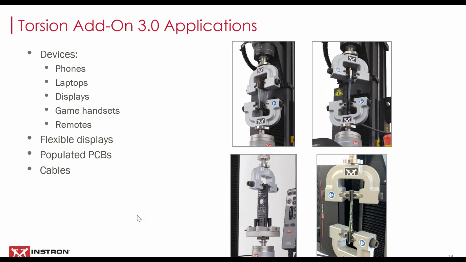Torsion loads are regularly applied to the devices we use on a daily basis. Devices like our phones or tablets or remotes. We twist them in our hands, we sit on them, we toss them around. Internal components such as flexible displays or populated printed circuit boards might also be affected by these torsion loads, and so testing is important. And cables, as we saw, can easily be twisted as they're routed around or through equipment.